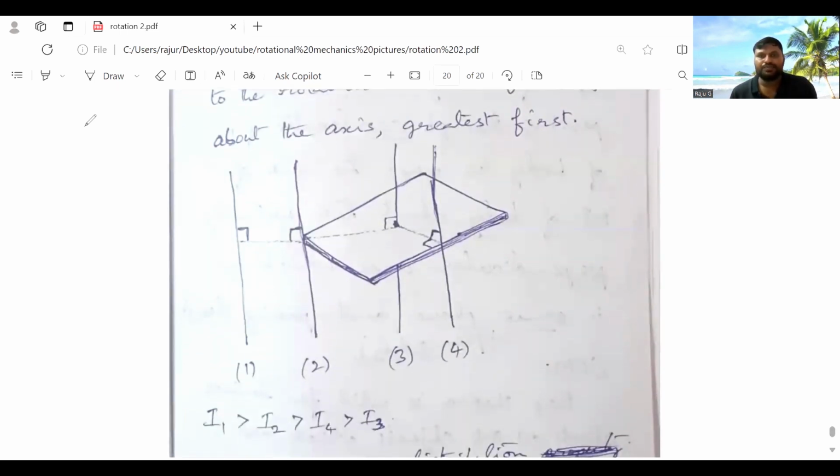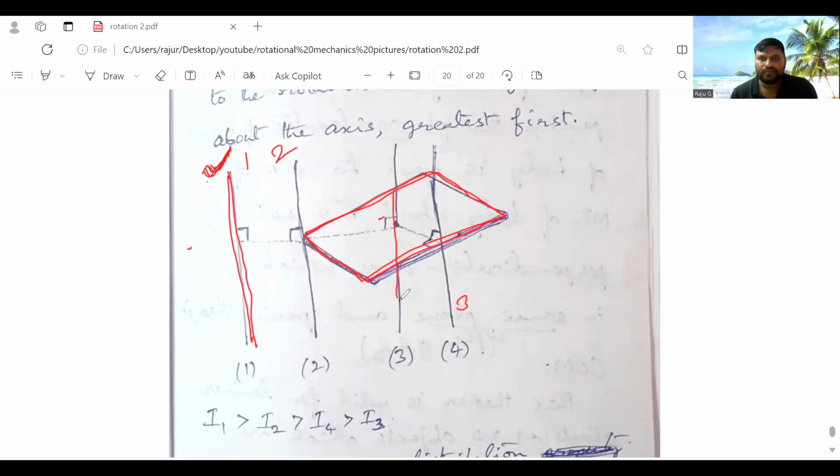Observe this picture. This is a rectangular lamina. The mass is distributed far away from the first axis. Therefore, the moment of inertia of this rectangular lamina about the first axis will be large. So I am giving this the first rank. Similarly, this is the second rank, then the third rank, and this is the fourth rank.